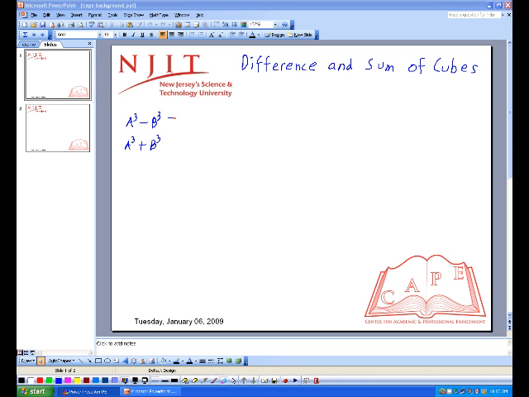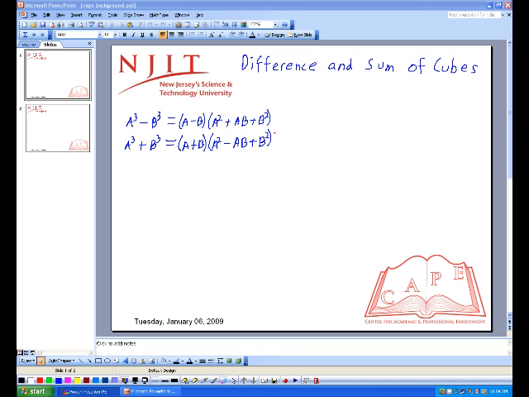Now the difference of cubes will equal a minus b times a squared plus ab plus b squared. Notice the second term seems like a perfect square, but if it were a square, there would be a 2 before the ab, so it would be 2ab instead of just ab. So don't be fooled by that. Now the sum of cubes will equal a plus b times a squared minus ab plus b squared.